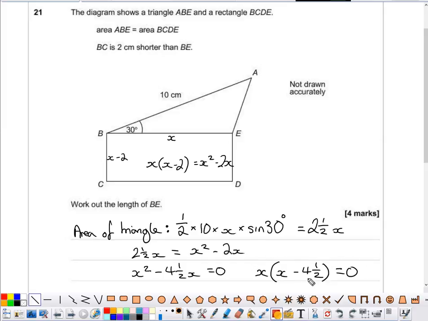To make this equal 0, either the number on the outside has to be 0 or the bracket has to equal 0. Well, if X was 0, then this diagram wouldn't work, so we know it has to be the bracket. To make this equal 0, X would have to be 4.5, which is our only viable solution. So what we end up with is 4.5. We're told that this is going to be in centimeters, so X must be 4.5 centimeters.